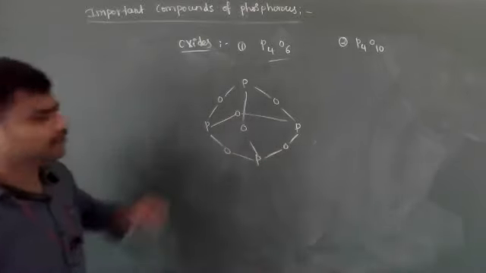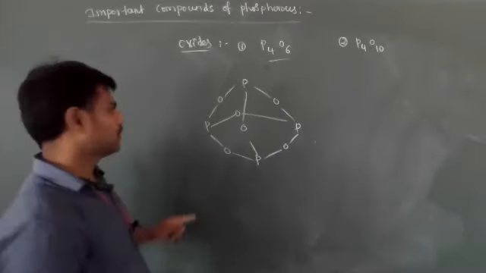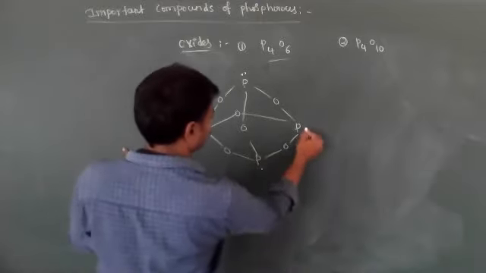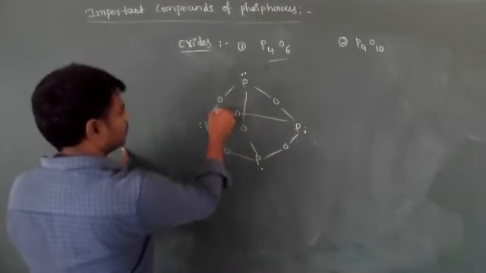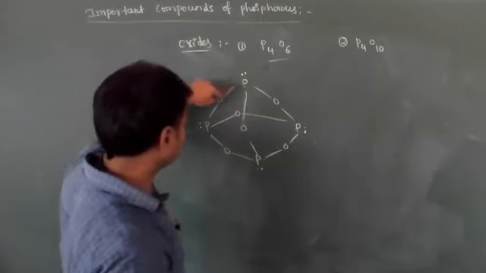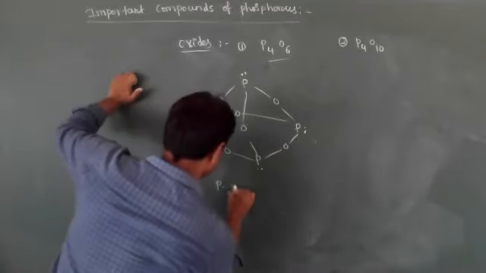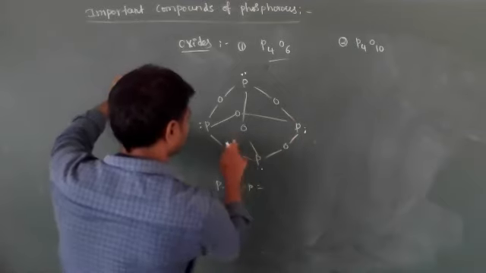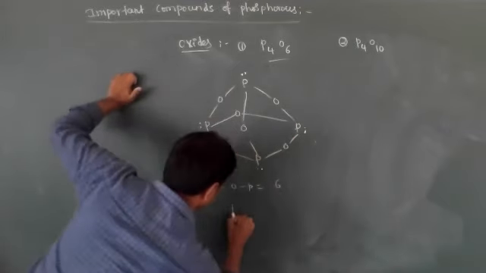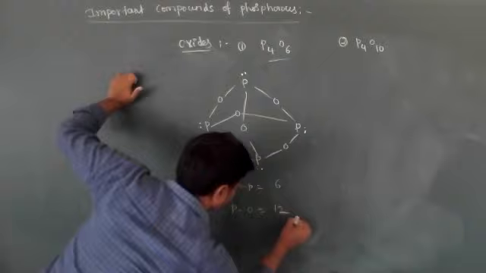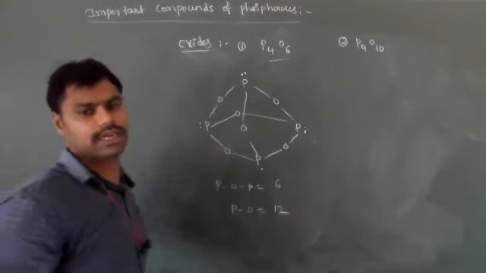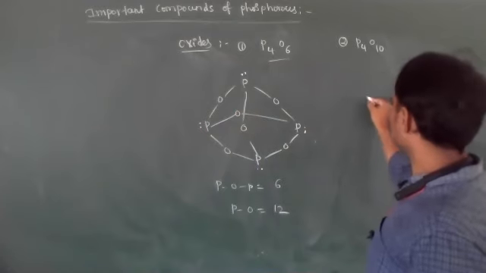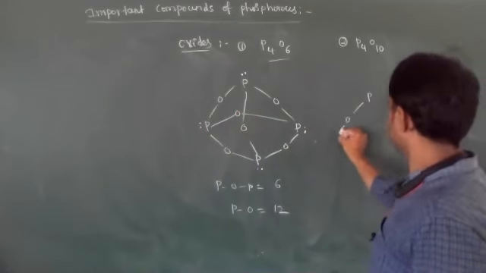this is the structure of P4O6, in which 4 phosphorus atoms having 4 lone pairs are present, and the P-O-P bonds, how many? 1, 2, 3, 4, 5, 6. 6 are present, and 12 P-O covalent bonds are present. That is about the P4O6 structure. And the P4O10 structure they want.